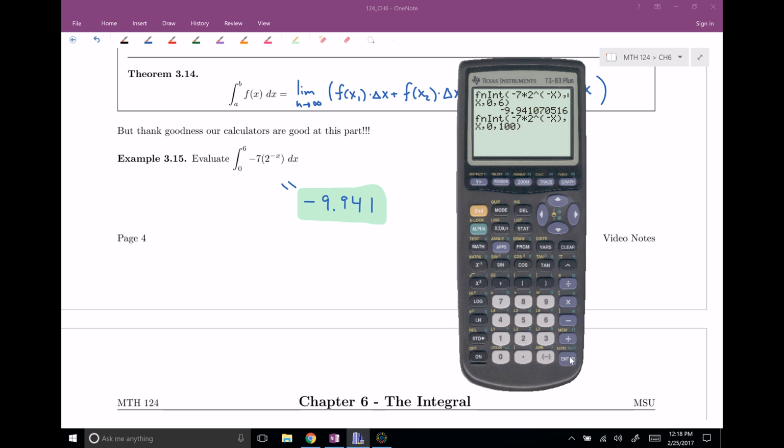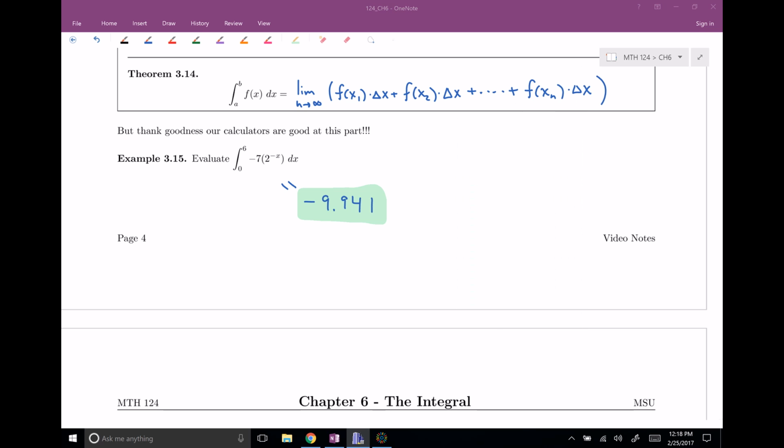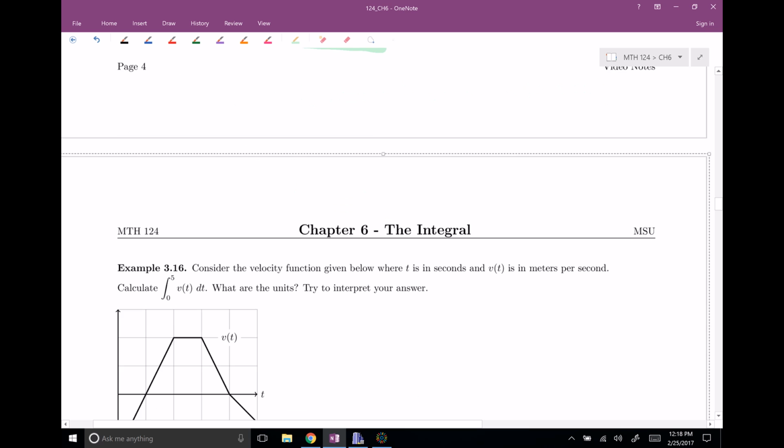This one will take a little bit longer. And the answer should be around, yes, -10.09 and change, right? So therefore, this is a nicer method because you don't have to mess with the window on your calculator. So this fnInt is also a very powerful thing. Okay, that's all I want to talk about for the calculators here.